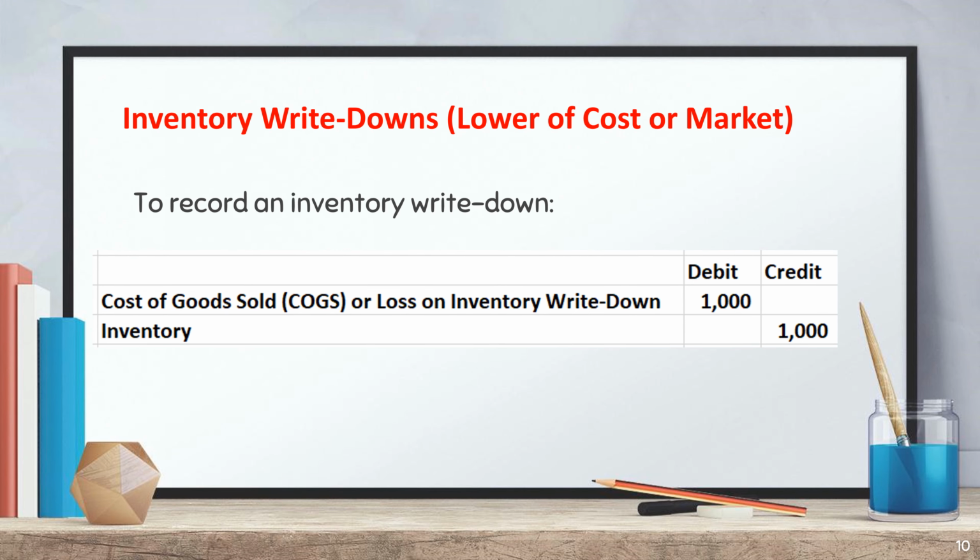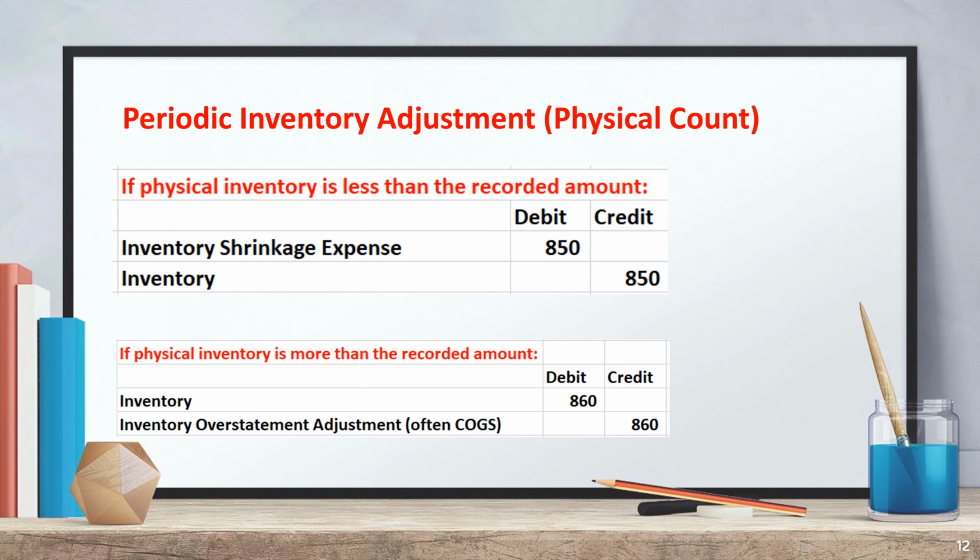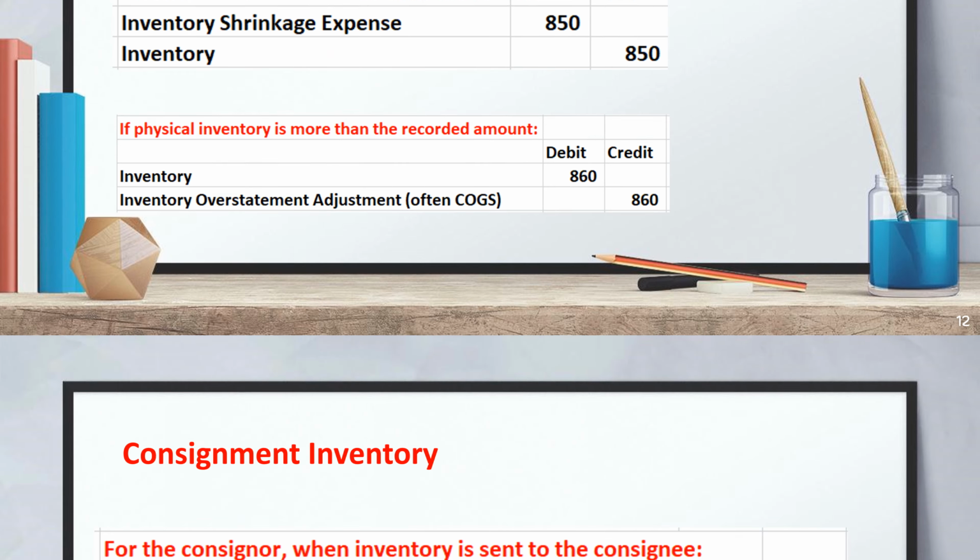If inventory value falls below its cost, an inventory write-down is necessary to reflect the lower market value. Here is the journal entry. If inventory becomes obsolete, a reserve or direct write-down may be necessary. Here is the journal entry to record obsolescence reserve and to write off obsolete inventory. At the end of the accounting period, if the physical count of inventory differs from the recorded amount, an adjustment is made. If physical inventory is less than the recorded amount, here is the journal entry. And if physical inventory is more than the recorded amount, here is the journal entry.